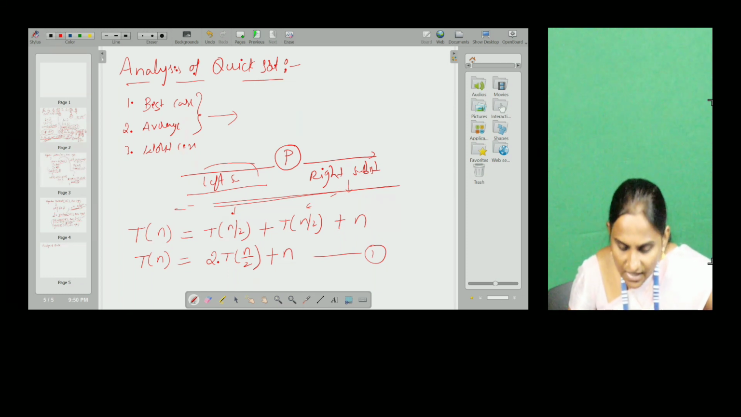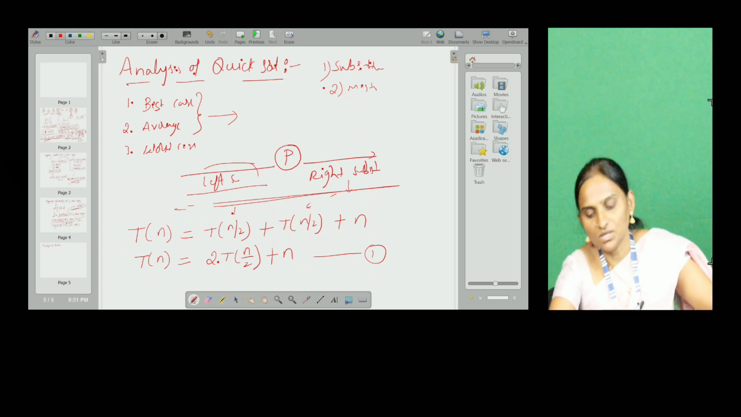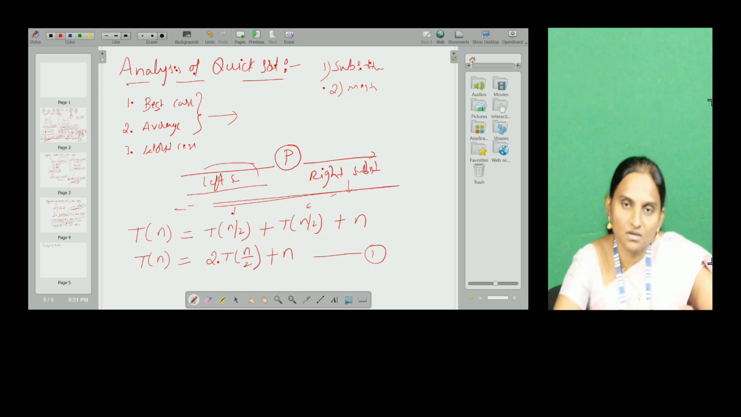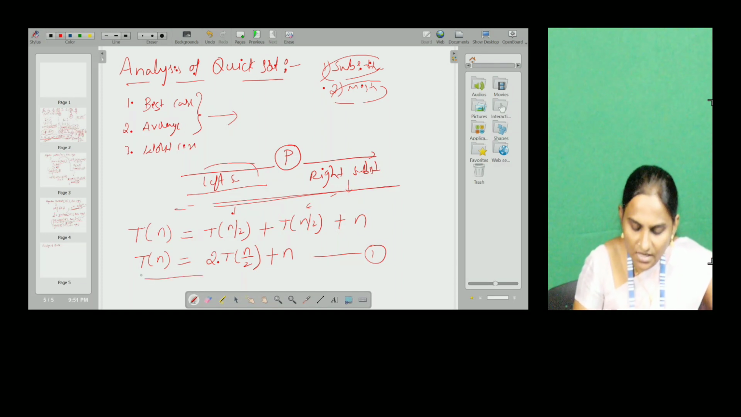We can solve the recurrence relation using two methods: substitution method and master's method. Substitution has two forms, backward substitution and forward substitution. We can use any one of these methods to solve this recurrence relation. The recurrence relation is T of n equal to 2 into T of n by 2 plus n. By solving this, the time complexity we get is order of n log n.